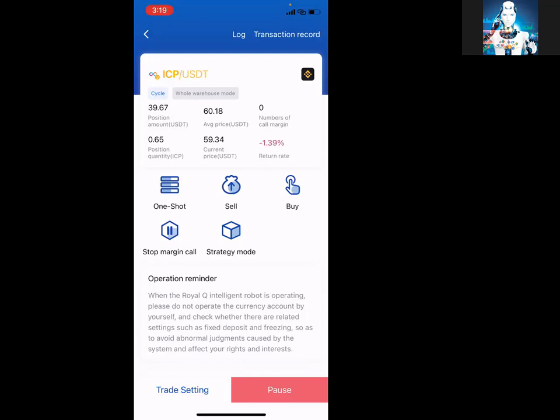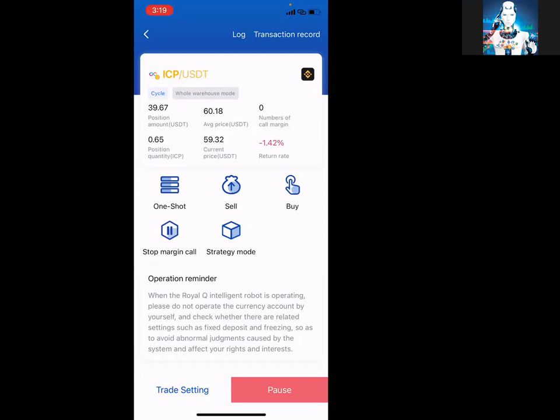Now, what is one shot? One shot means if you click to activate this one shot, if the robot closes profits for you once, it will stop. It shouldn't enter the market again for you. That's one shot. So if you look here, you are seeing cycle because the robot is on cycle. But if I tap on this one shot, you will see here it will change to one shot, just above the position amount. Okay, but I want it to be on cycle. This is a very good market. I tap on cycle.